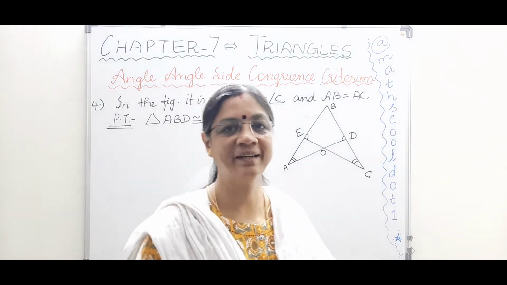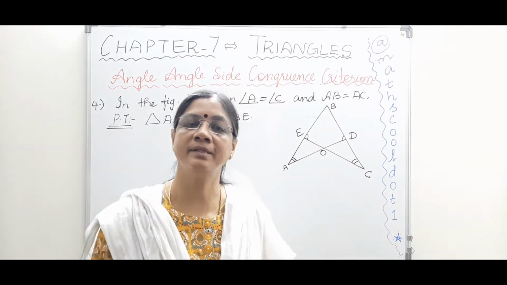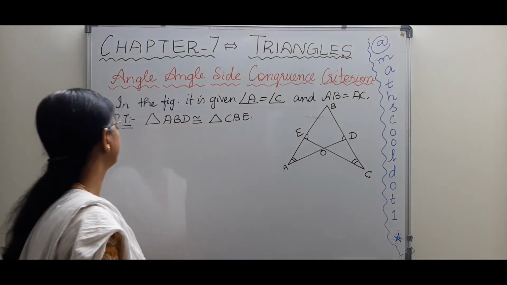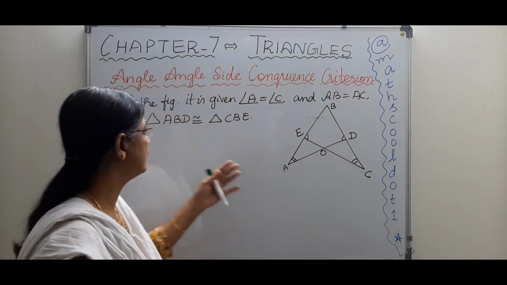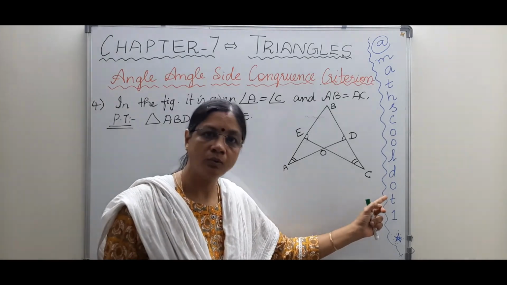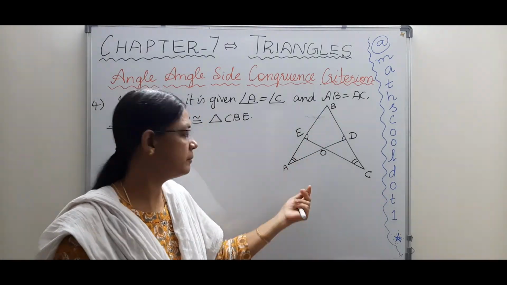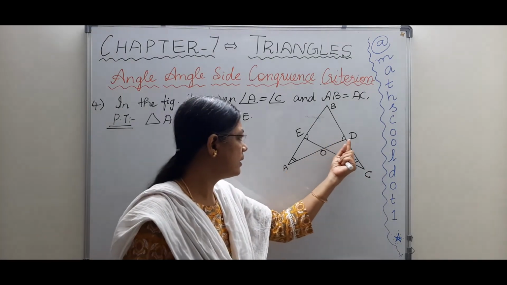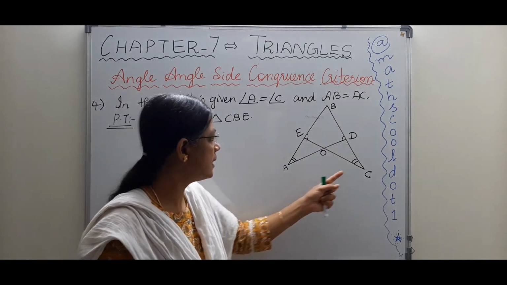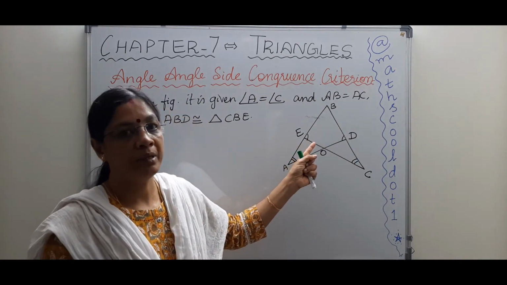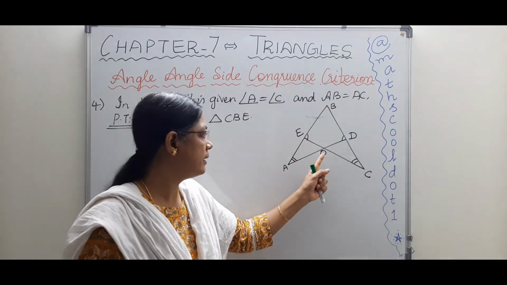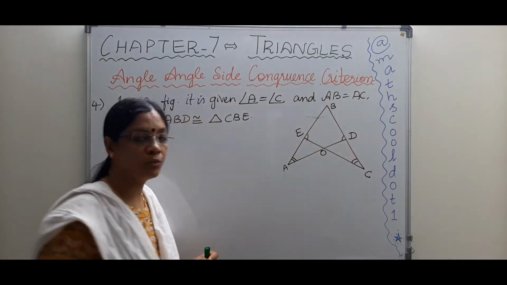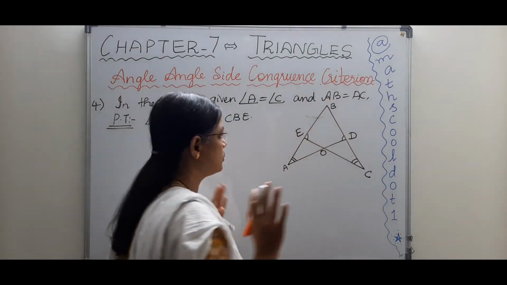Hello, welcome back. We are going to see another problem in the same criterion, the angle side criterion. Let's see the problem directly. In the figure, there is a figure given here, and it is given that angle A is equal to angle C. So first let's study the diagram. See, angle A is equal to angle C here, and A meets the opposite side BC, and C meets the opposite side AB at D and E respectively, and the intersecting point is O. It is given here that AB is equal to AC again.